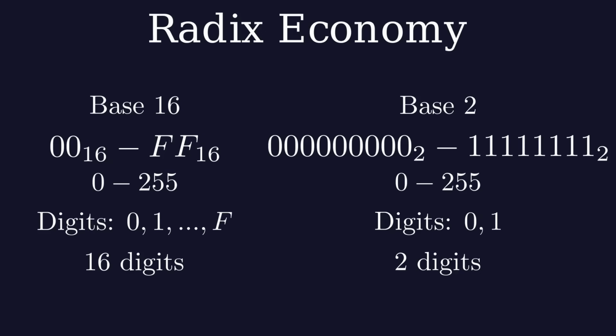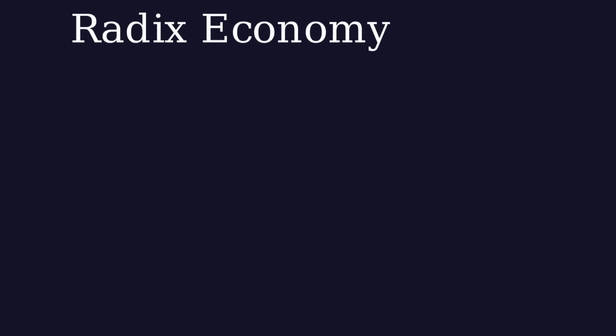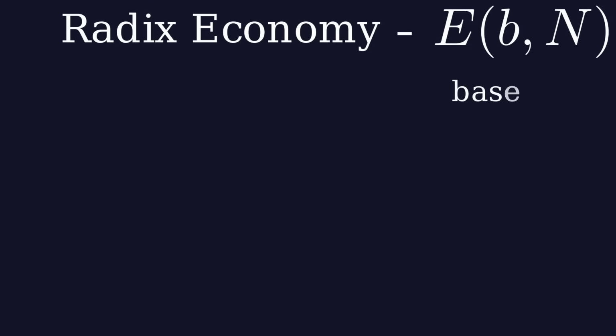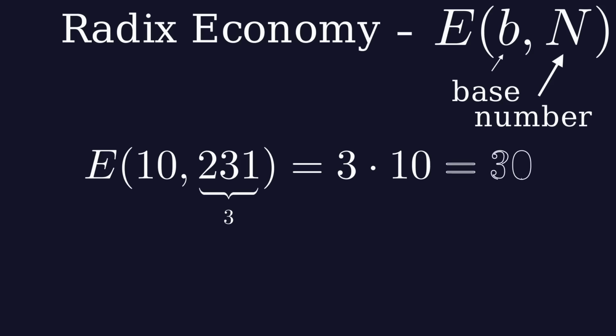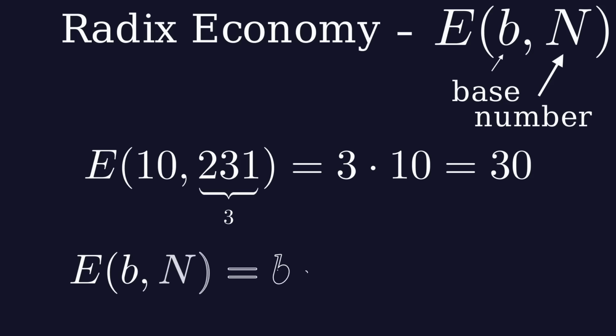The radix economy is calculated for a number written in some base. For example, to calculate the radix economy for the number 231 written in base 10, we take the number of digits used to write that number, in this case 3, and multiply it by the total number of symbols in that base, in this case 10. So the radix economy of the number 231 written in base 10 is equal to 30. Radix economy for a number n written in base b can be generalized by this formula.